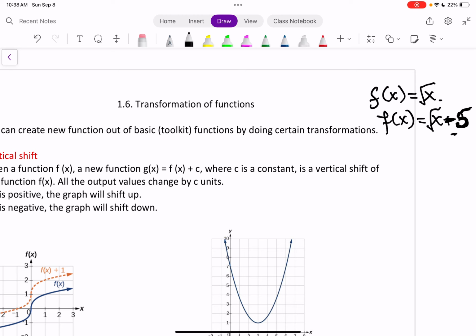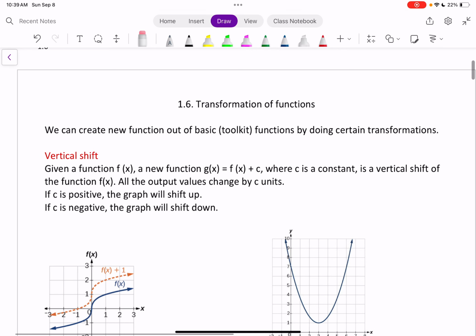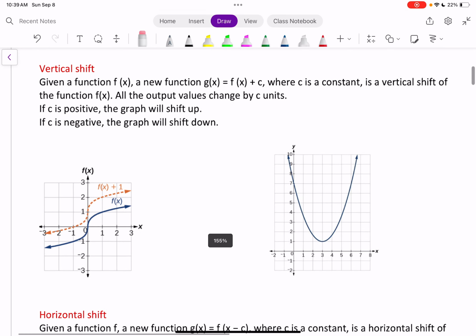The same thing could go for the square root of x function. What happens if you have the square root of x minus 5, or plus 2, or the minus is inside the square root? The graphs of these functions are going to be very similar to each other, but how are they different, or how do we obtain one from the other? That's the idea here. So the first thing is about vertical shifts.